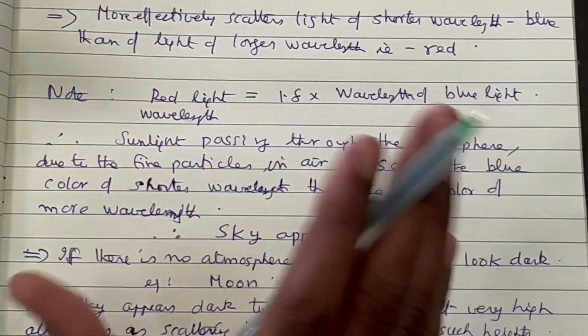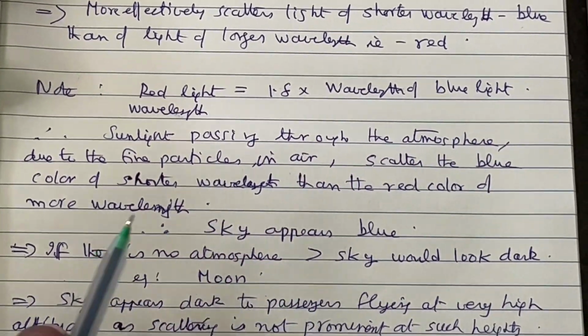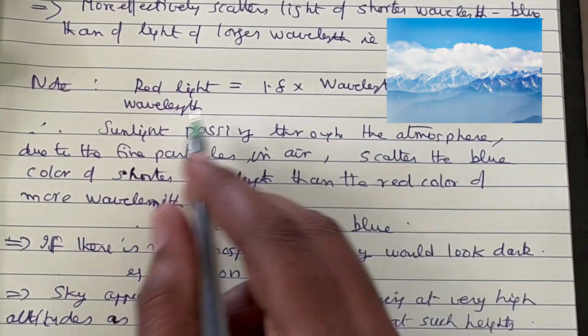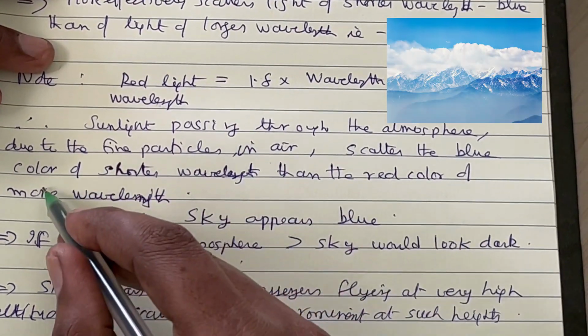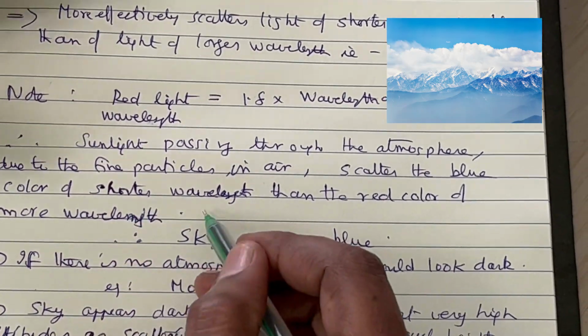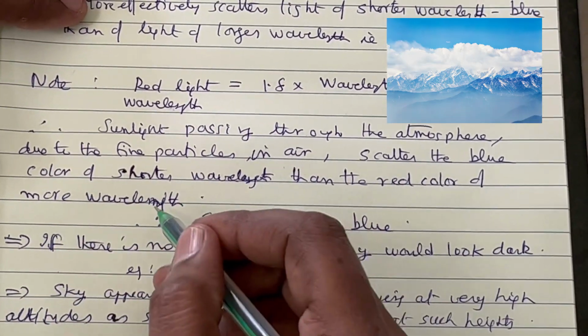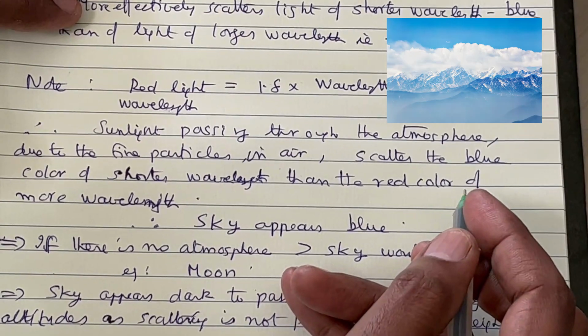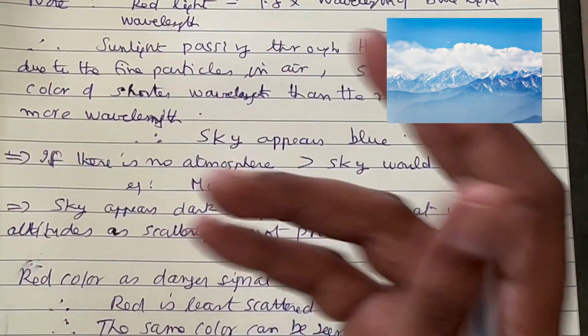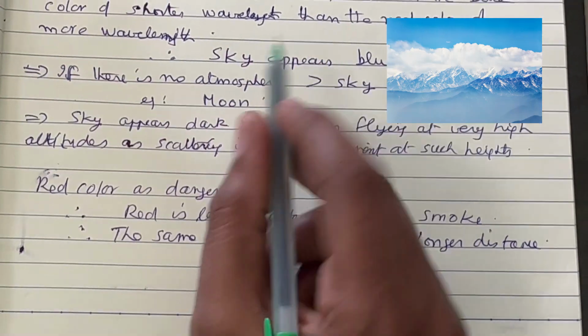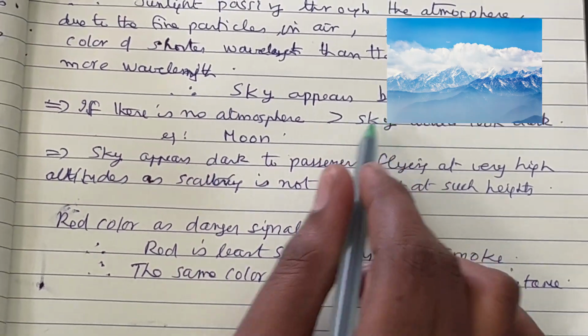To put the whole thing concisely, the sunlight passing through the atmosphere is scattered by the fine particles in air. They scatter the blue color, which naturally has a shorter wavelength, more than the red color, which has a longer wavelength. This is the reason why the sky appears blue.